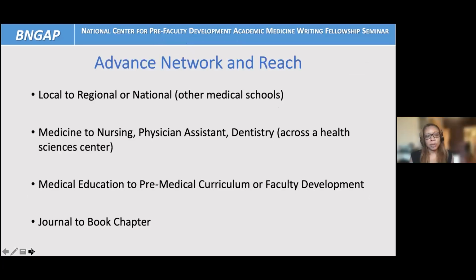Thank you. So the second part, we're going to talk about advancing your network and outreach. We're going to spend a few minutes just thinking about your project. How can you take it from a local level, which most of you are right now, to regionally or nationally? If you're doing something in medicine, how can you involve other disciplines, like nursing? How can you take it from a GME to a UME level, or even to faculty development? And it says journal to book chapter. So we're going to think about your project specifically and your audience, and how you can expand upon that audience or advance it in a different manner.